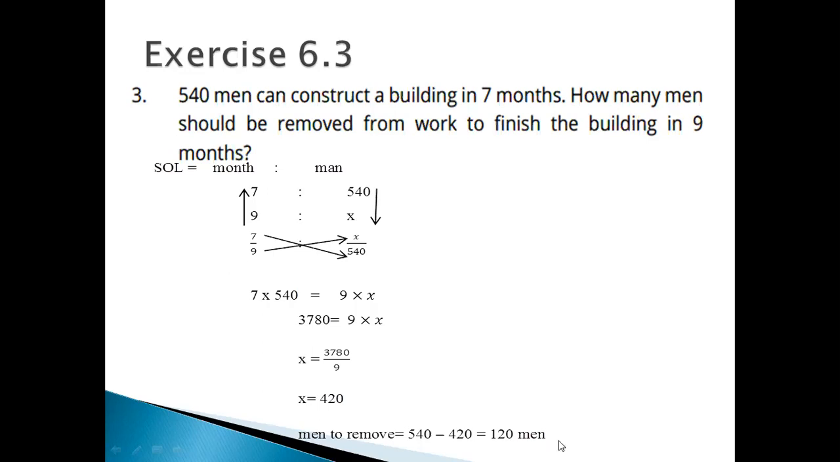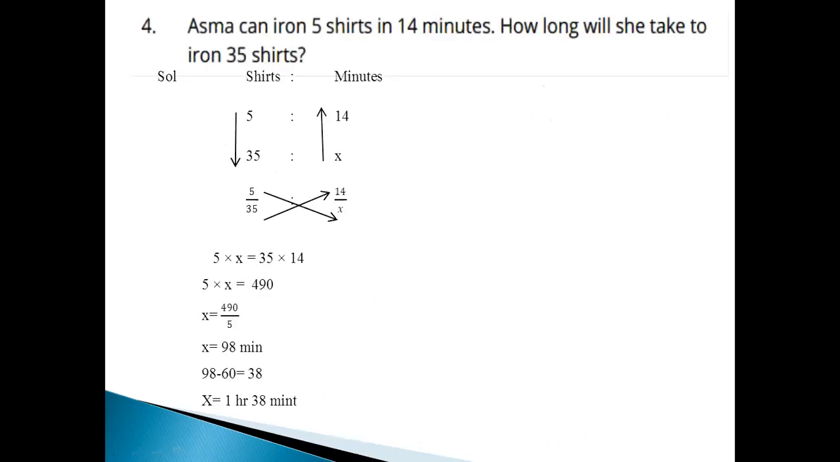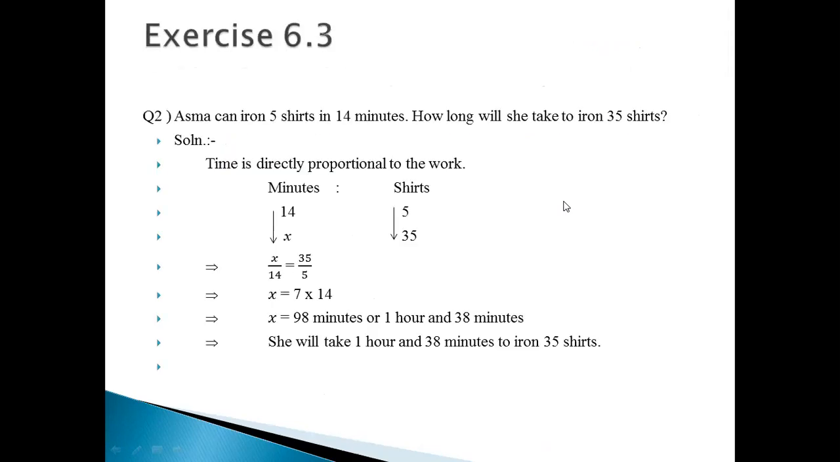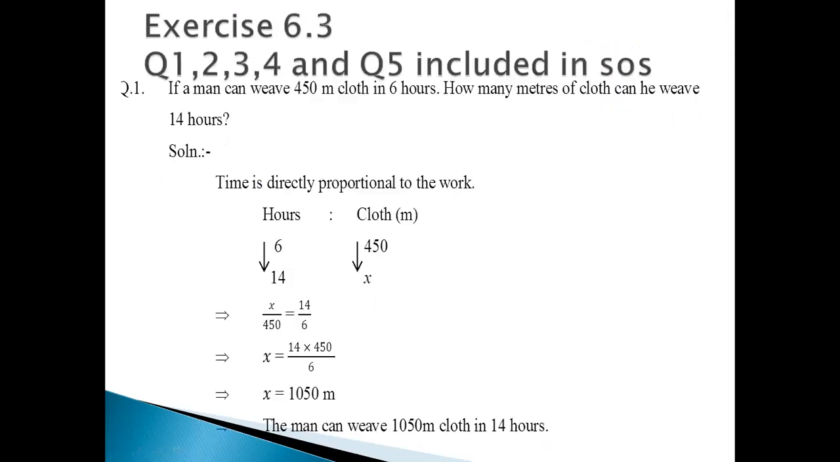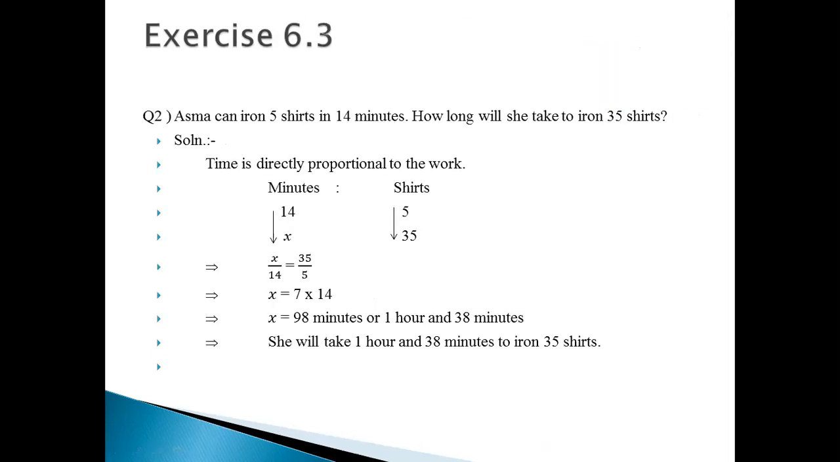the indirect ratio. Now come to the next question, question number 4. Asma can iron 5 shirts in 14 minutes. How long? I already discussed this question with you. This is not question number 2. This is question number 4. Question number 2 is your homework.